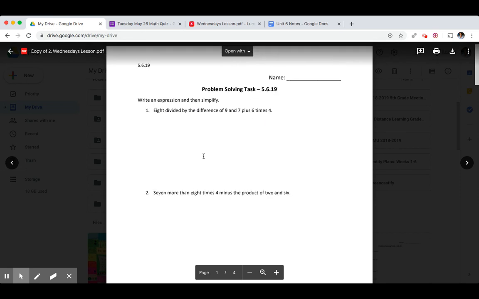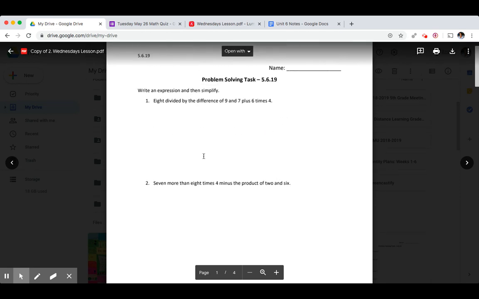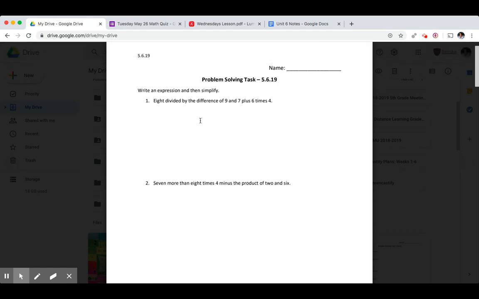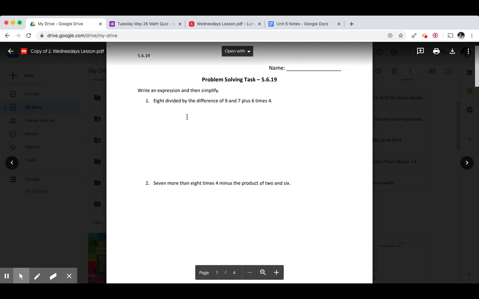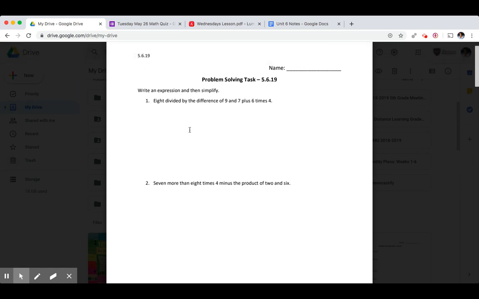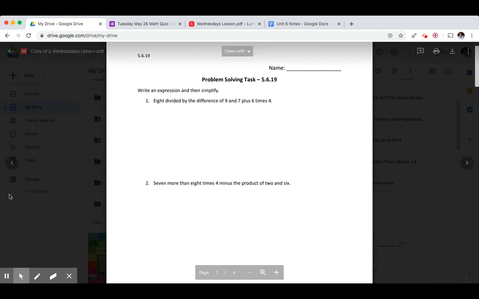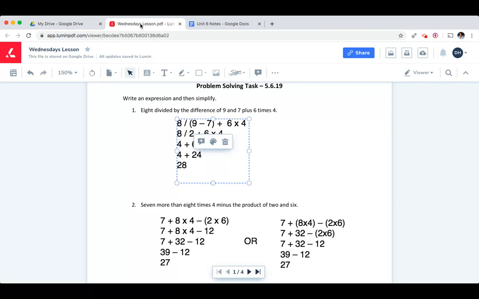For today's problem-solving task, you're going to go ahead and do numbers 1 and 2. And they are practicing exactly what we just talked about, writing expressions from phrases. So go ahead and do numbers 1 and 2, write the expression that matches, and then solve it. You're back in this video if you've already solved numbers 1 and 2. If you haven't, go ahead and do that on your own.